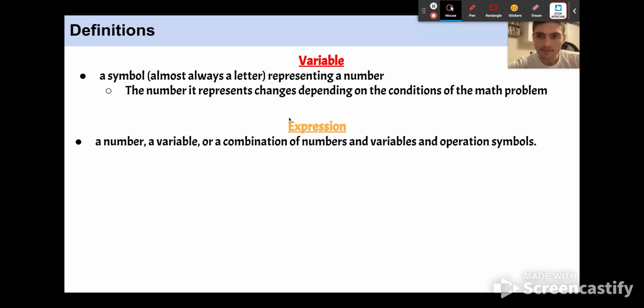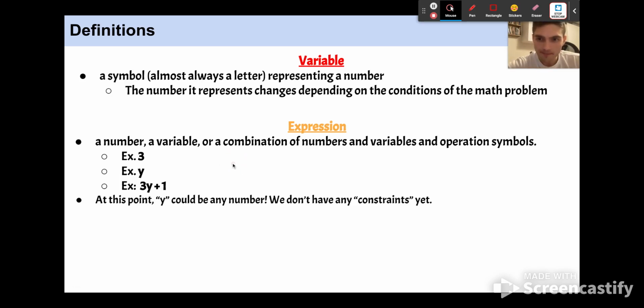So let's talk about it. In an expression, we have a number, a variable, or a combination of numbers and variables and operation symbols. It could look like this. It could just be the number 3. Any old number is an expression. It could just be the letter Y. Any variable like Y or X is also an expression. Or it could look more traditionally like this: 3 times Y plus 1.